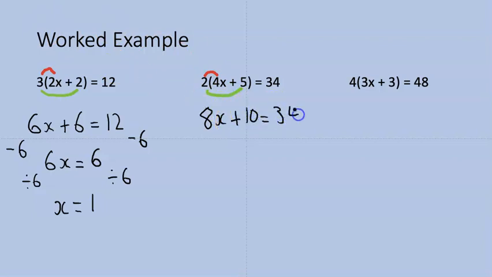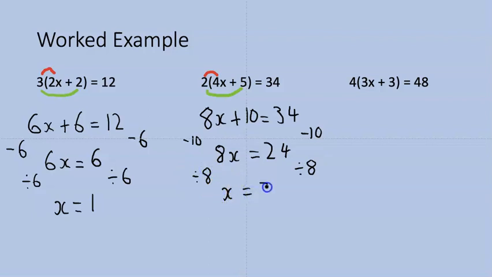That equals 34. I then take away 10 from both sides. So I get 8x equals 34 minus 10, that's 24. And then I divide by the number next to the x, which is 8. So x is 3.